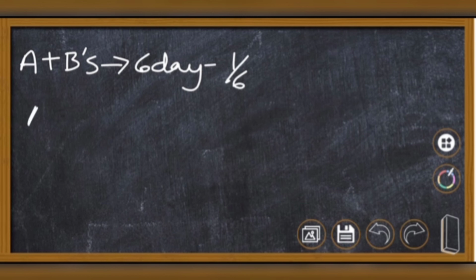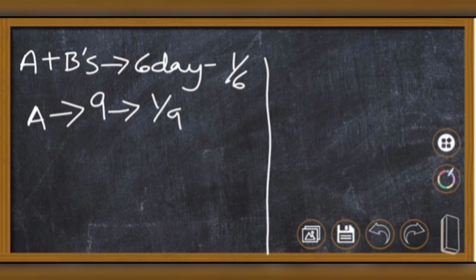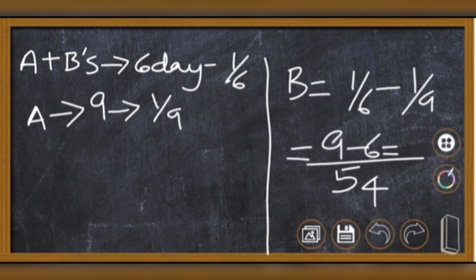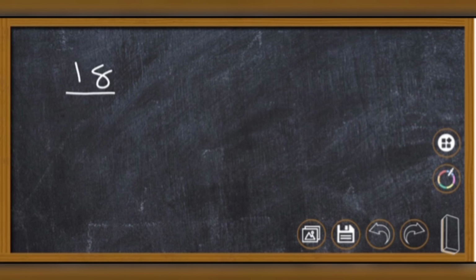Now what is given? A alone can do the work in 9 days, so A can do 1 by 9th of the work in 1 day. So what will be B's time taken? 1 by 6 minus 1 by 9 will be 9 minus 6 divided by 54, that is 3 by 54, which gives you 1 by 18. So B's 1 day's work will be 1 by 18th, so the reciprocal will be 18.